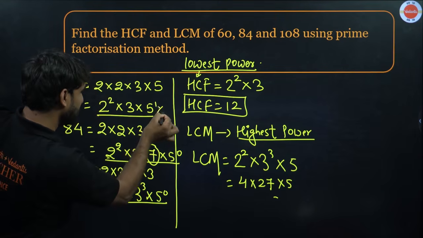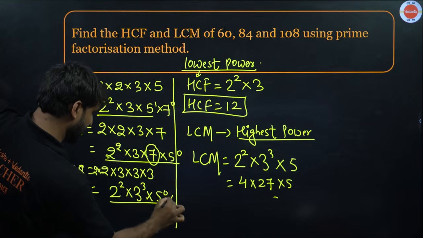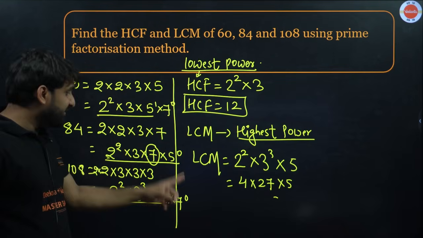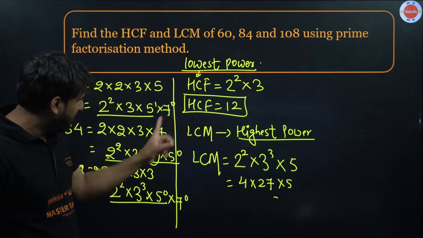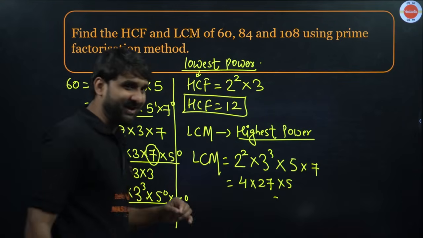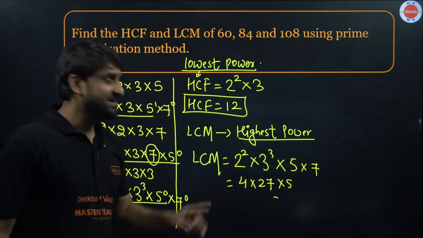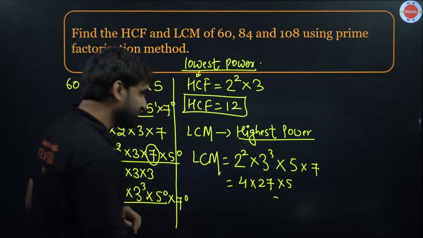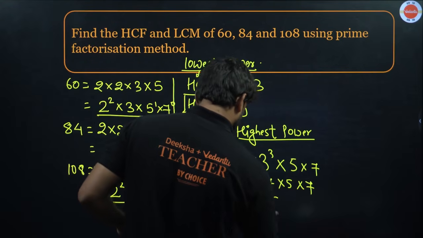So we can write 7 to the power 0 in the others, and 7 to the power 1 here. 7 will also come here. We cannot ignore 7, my dear champion, right? 7 will also come, highest power. So into 7. Now can we please multiply all the numbers?